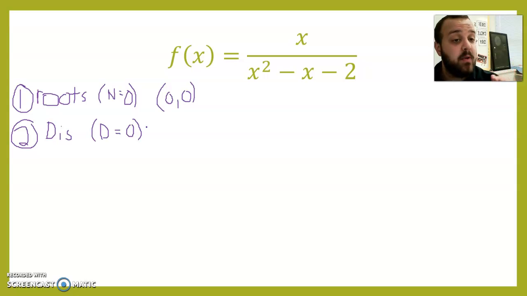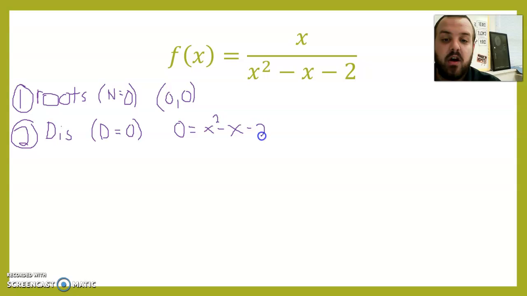And what's nice about the way I have this set up is that if something is a root and then it shows up as a discontinuity, you are going to know that it is removable. And we'll talk about when we have one of those, what we do with that in a moment, okay? But for these discontinuities, I'll set this denominator equal to 0. So I'll say 0 equals x squared minus x minus 2.